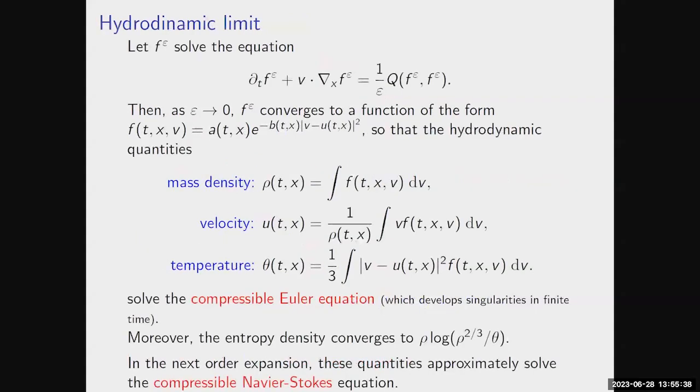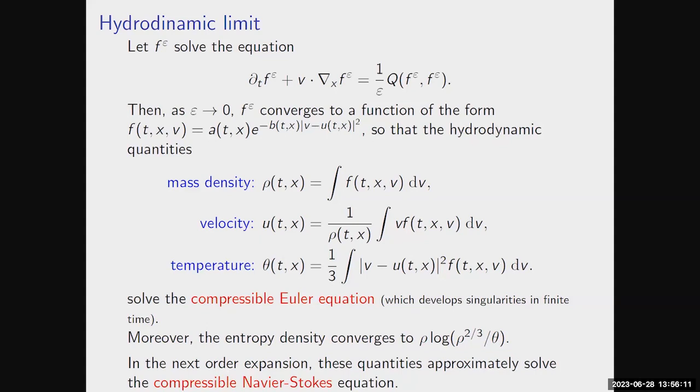So let's see. This is just a remark that is good to keep in mind: from the Boltzmann equation, one can recover the traditional equations of fluids. If one makes the collision kernel stronger by this parameter 1 over epsilon and takes epsilon going to 0, then the solution of the Boltzmann equation will converge to something that everywhere is like some rescaling and translation of the Gaussian function.